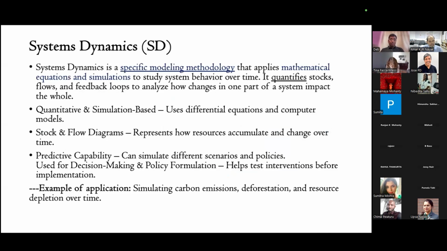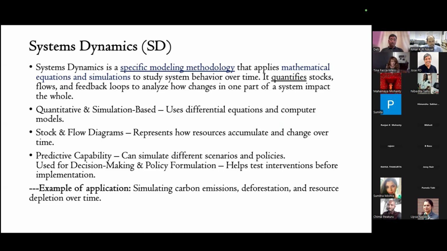The other field of the systems approach is system dynamics. It is more specific, a modeling methodology, and it involves mathematical equations and simulations to study system behavior over time. It quantifies the stock and flow diagrams and feedback loops to analyze how changes in one part of a system impact the whole. Broadly, it's quantitative and simulation based. It uses differential equations and computer modeling.